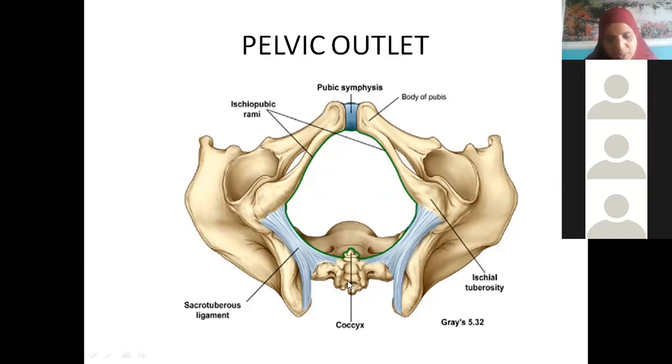The one at the back, which is it? Sacrum. Sacrum and coccyx. Very good. Sacrum, and the tip of the sacrum is articulating with the coccyx. So this green line, whatever is shown here, is all pelvic outlet. In this pelvic outlet also, again we should check dimensions, isn't it?